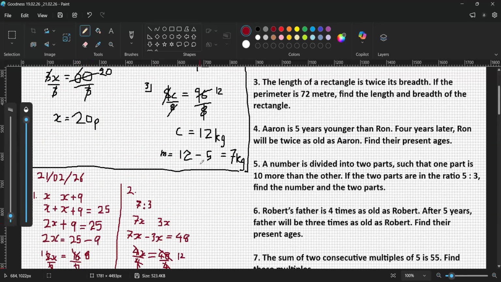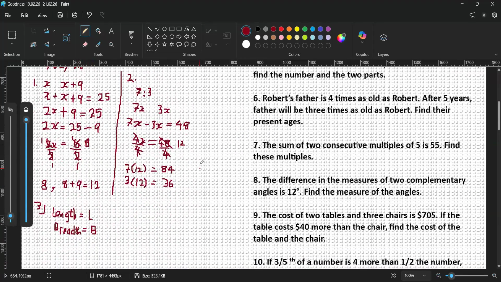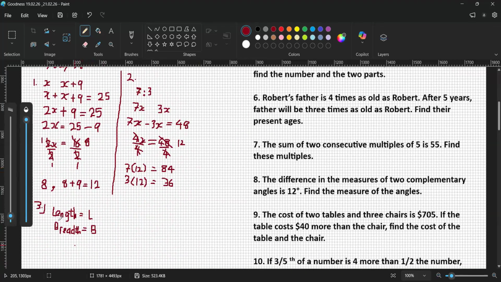Now let's go back to the question. The question says the length of a rectangle is twice its breadth. So can we interpret that before we move further? This L that we're seeing here is equal to what in terms of B? Two times. Let's leave X alone and use the ones that we started with. So that's two times B. Okay. So are you good with this? Yes.